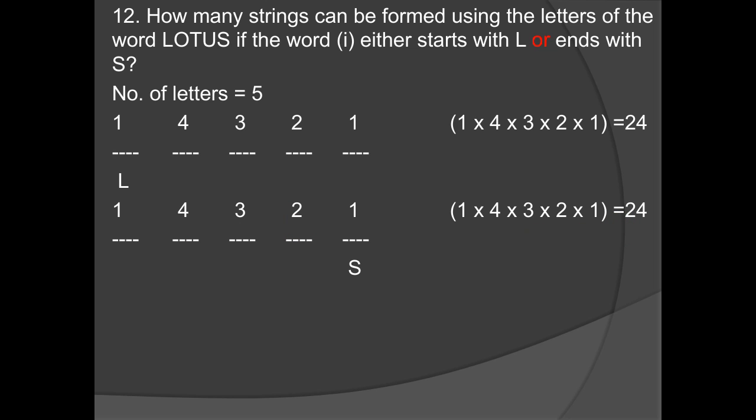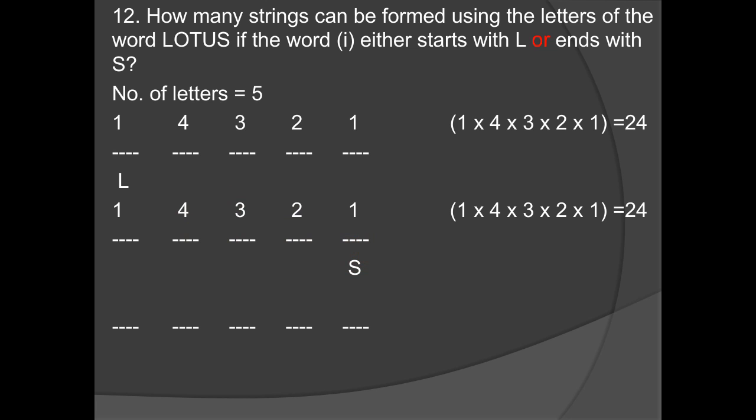Now we have to keep one thing in mind. They have told us that it either starts with L or ends with S. Suppose I take the first case, starting with L. If I put O, T, U and in this place I put S, it means it's starting with L and ending with S, so that is not supposed to be counted twice. Starting with L includes ending with S also, and in the same way, ending with S includes starting with L also. So that has to be removed first of all.